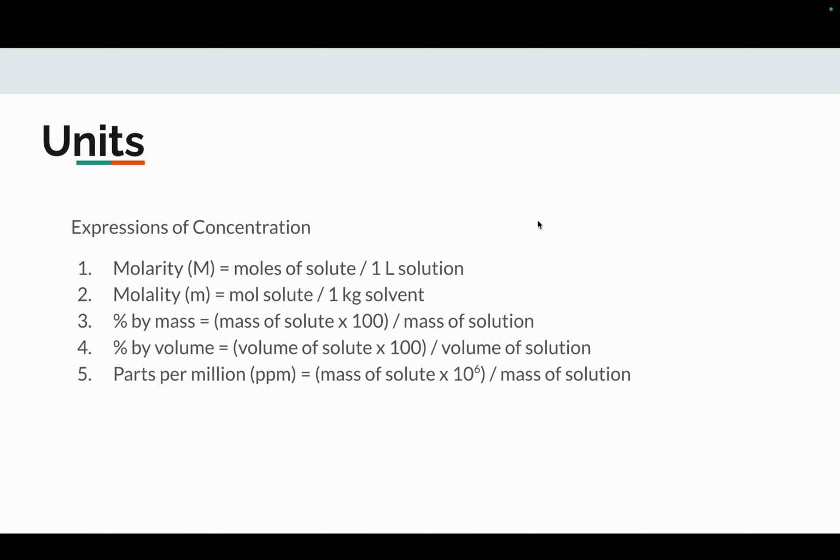So parts per million, the way you calculate this is you take the mass of the solute, you divide it by the mass of the solution, and you multiply that by 10 to the 6, aka 1 million. And so this way you get a more clear picture of the concentration of a certain solute in a solution. Does anybody have any questions about this before I go on?